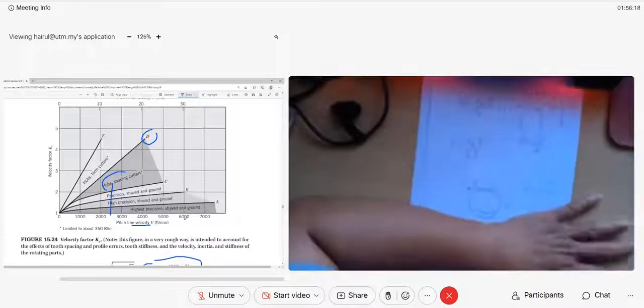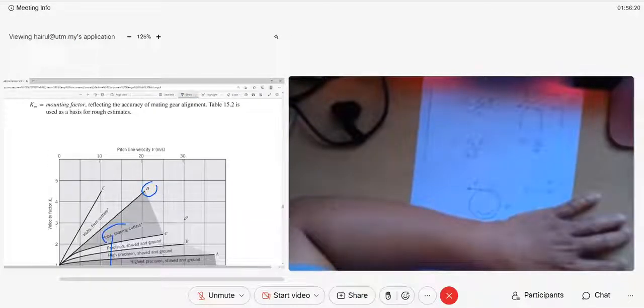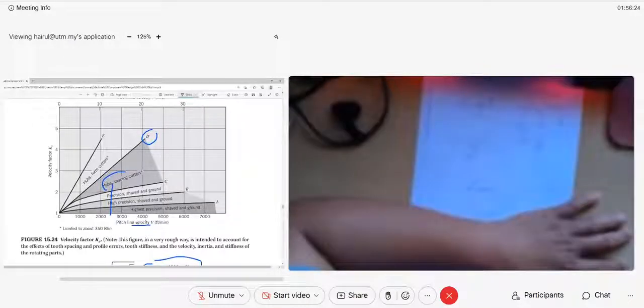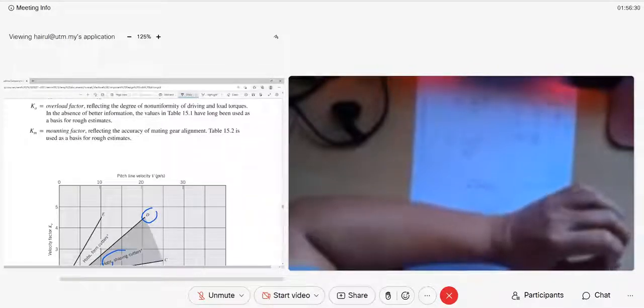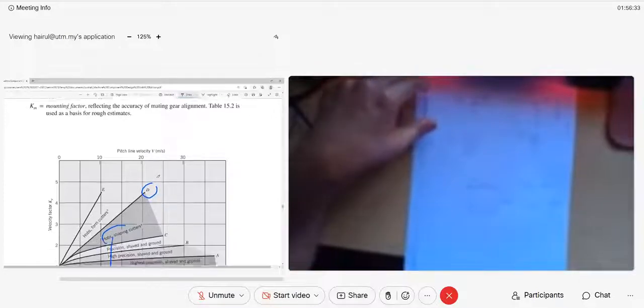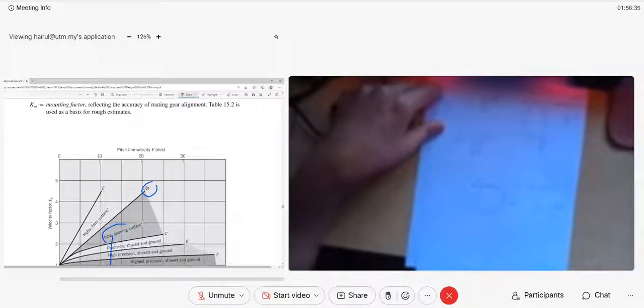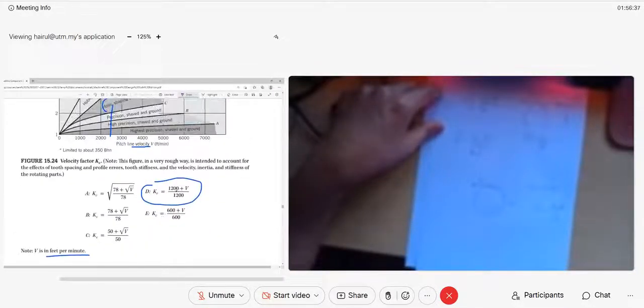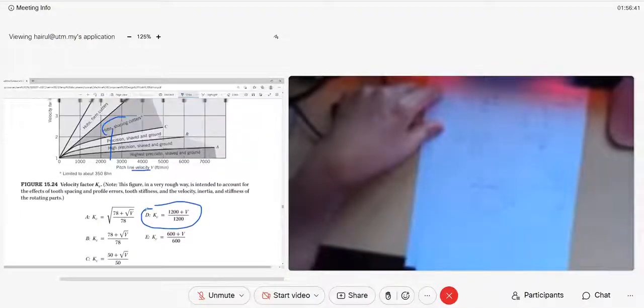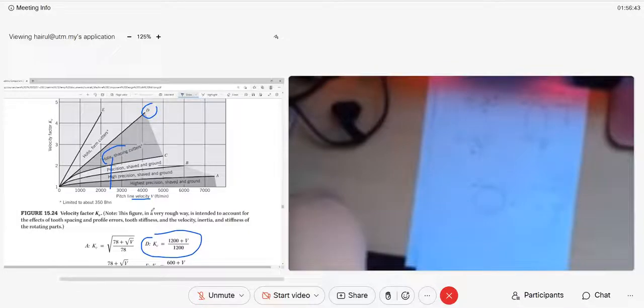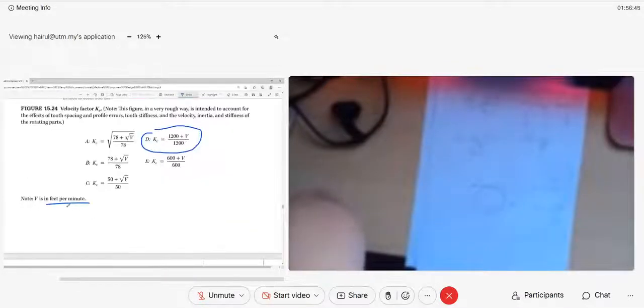Class, are you there? Yes, Dr. Okay, the bottom one is English V and the top one is metric, your V in meters per second. You know how to calculate your V. So you are using D. That's it, you use KV. V is in feet per minute.